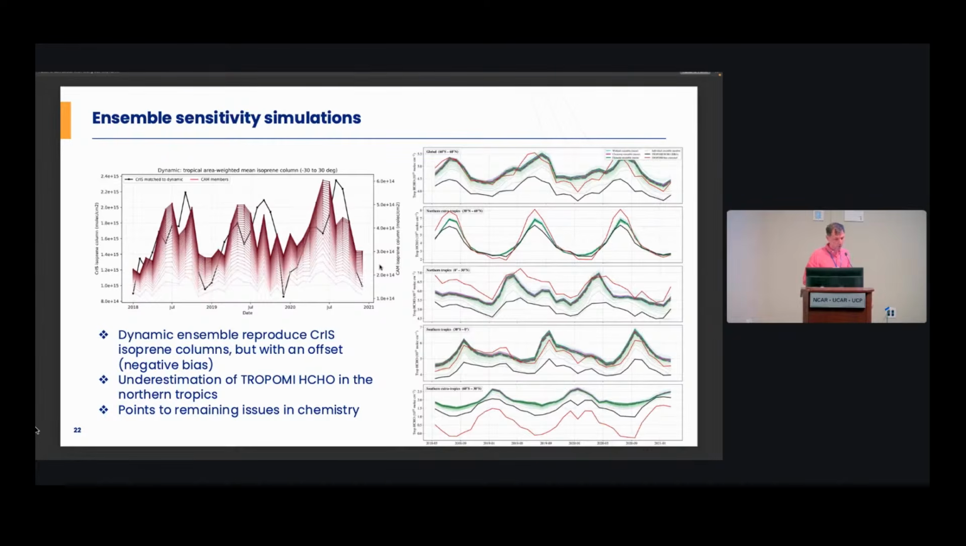We also look at isoprene and tropospheric formaldehyde to further evaluate if our OH or the sources of biogenic emissions are responsible for the biases in isoprene, formaldehyde, and then CO and methane down the road.